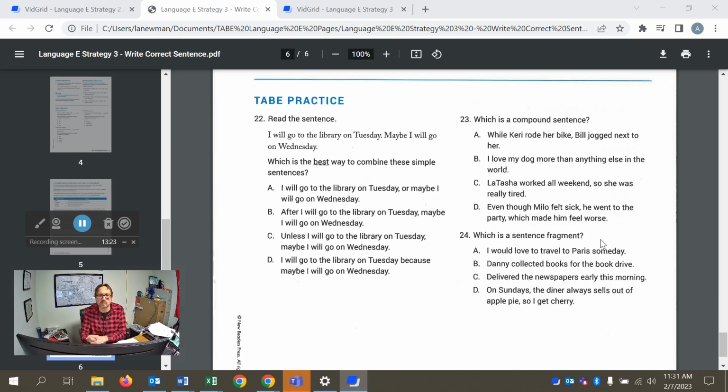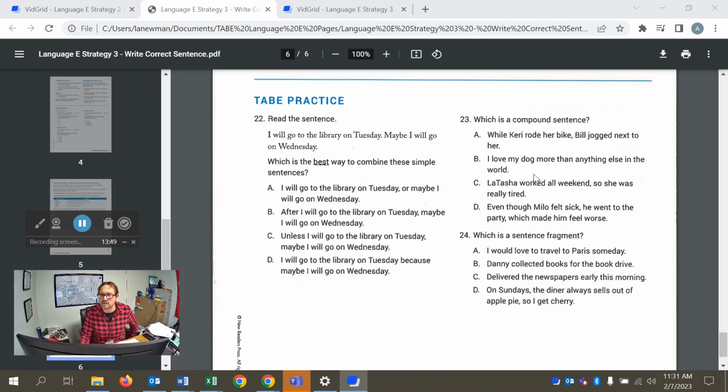Subject I, verb will go. Don't worry about the maybe. That's an adverb that's been put at the front of the sentence. It doesn't change the fact that this is a compound sentence that is put together from 2 complete simple sentences. And you can see the proof of that, of course, up here in the actual question. Maybe I will go on Wednesday is a complete sentence.